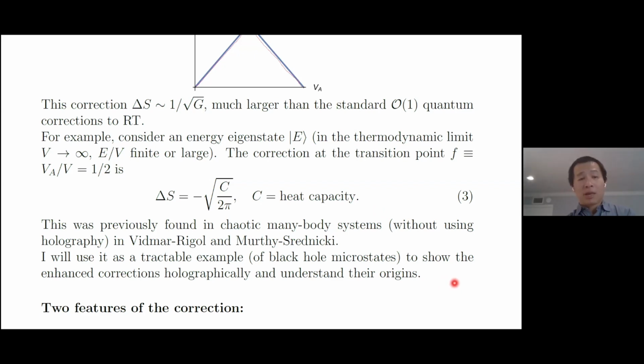So the plan is that I will actually use this as a tractable example to show that this can also happen holographically, because holographic theories are chaotic. But I want to also use this example to understand the origins of these corrections in more general holographic systems, so not restricted to this example.